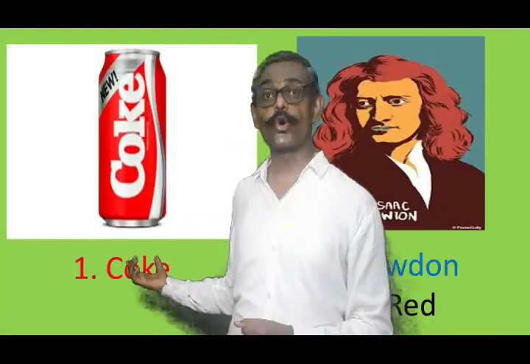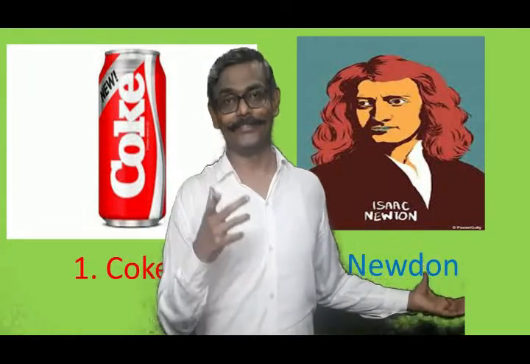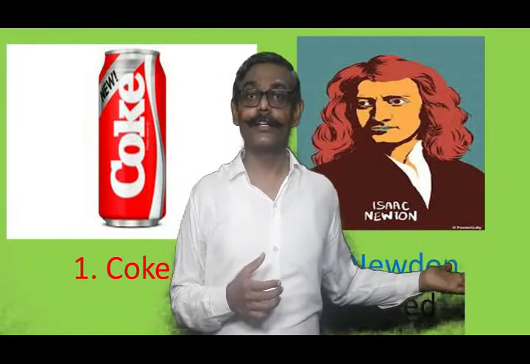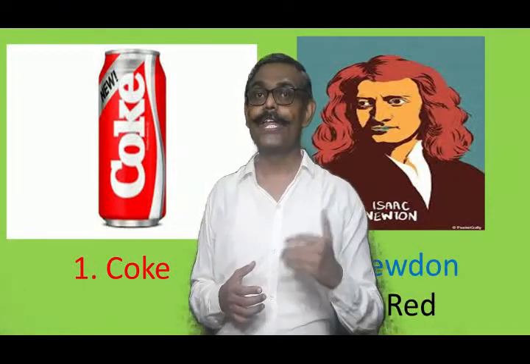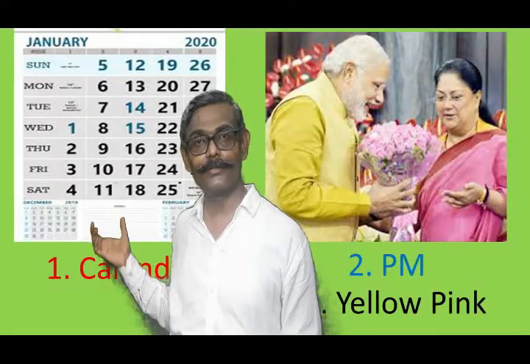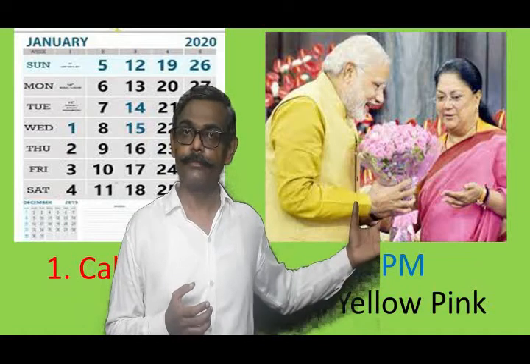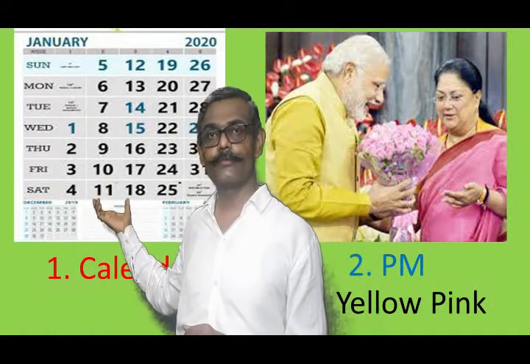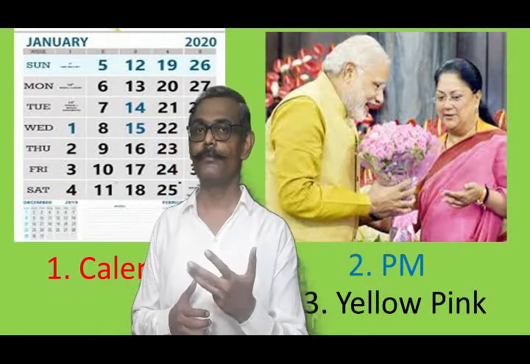Next one, Coke. And with Coke who was there? Newton. And color red. Newton means neodymium. Nd. Next one, calendar. With calendar, Prime Minister. PM. Calendar means 61. PM means promethium. And color yellow, pink. Next, 62 should be there.